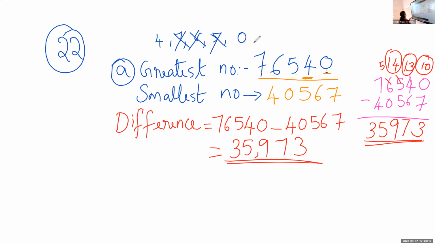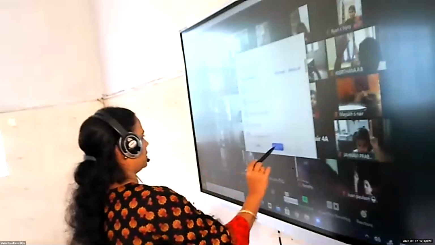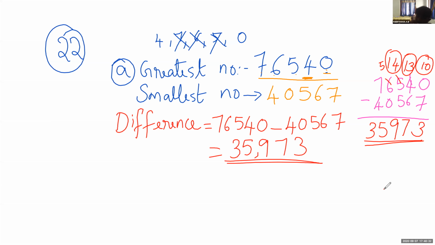Okay. Let me see how many got the correct answer. How many of you got the correct answer? Ma'am, I got correct. Check whether your answer is correct and do question number B. Those children who have completed, do question number B alone, same like this. Very good, very good.